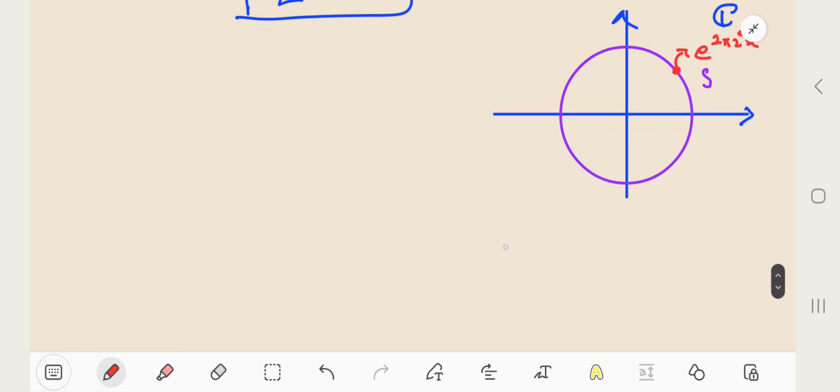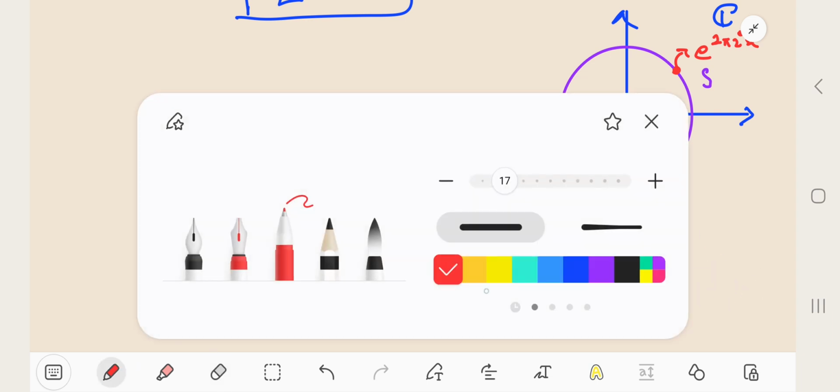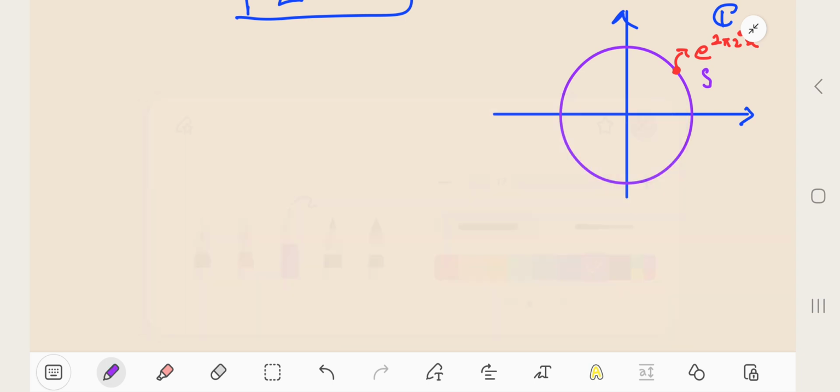And the reason is that e to the power 2 pi i x is nothing but cos 2 pi x plus i sine 2 pi x, and the modulus of this is 1. And if the modulus of this is 1, then it is precisely over this unit circle. Okay, clear? Okay.